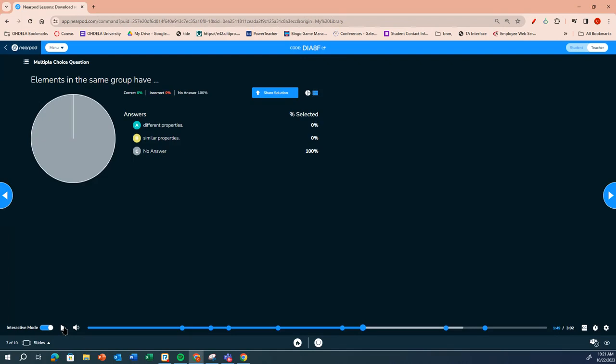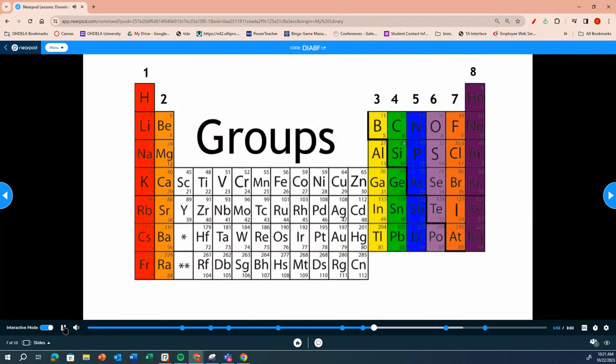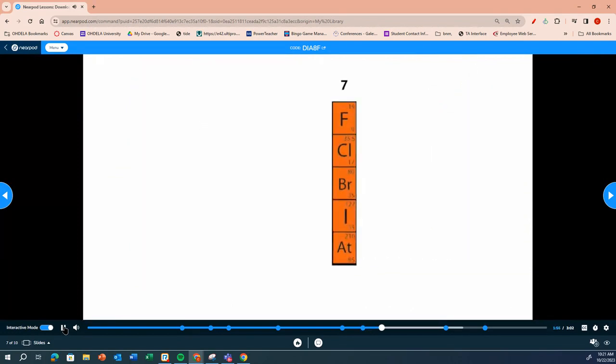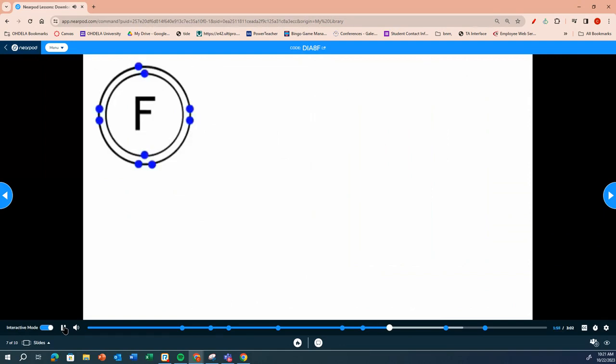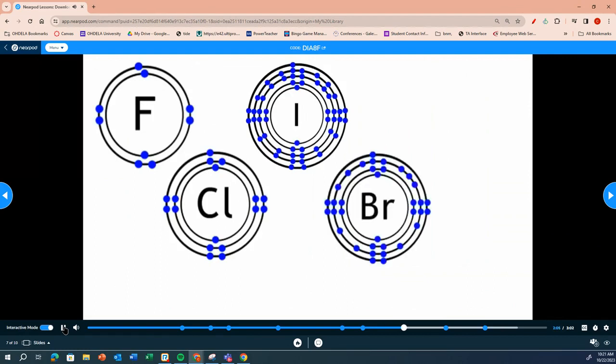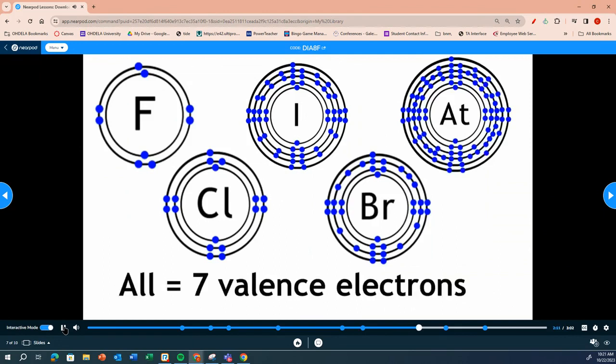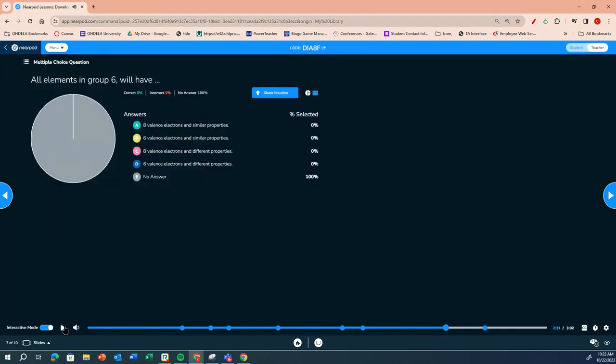Elements in the same group have similar properties. The group number can tell you how many electrons are in this shell. For example, let's look at group 7. Fluorine, chlorine, iodine, bromine, and astatine. They all have 7 electrons in their outermost shell and all exhibit similar chemical characteristics. The properties show a gradual change going down the group as we go from period to period. All elements in group 6 have 6 valence electrons and similar properties.